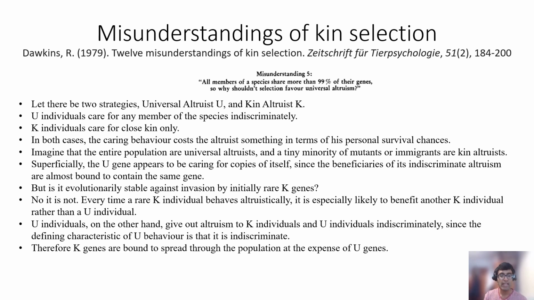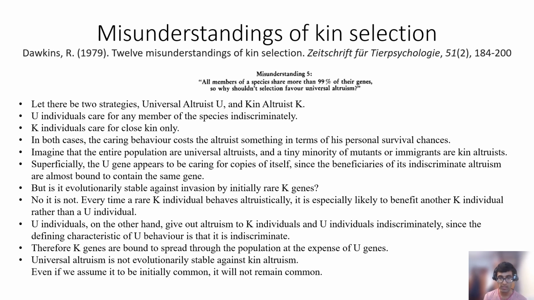So therefore, K genes will spread through the population at the expense of U genes. Universal altruism is therefore not evolutionarily stable against kin altruism. Even if we assume it to be initially common, it won't remain common. It will be invaded by kin altruism. And that's why it's not stable, and therefore selection will not favour universal altruism. It will favour kin altruism.